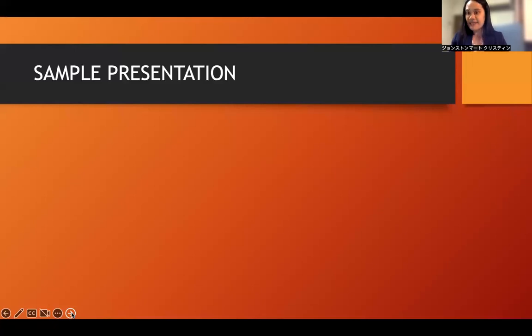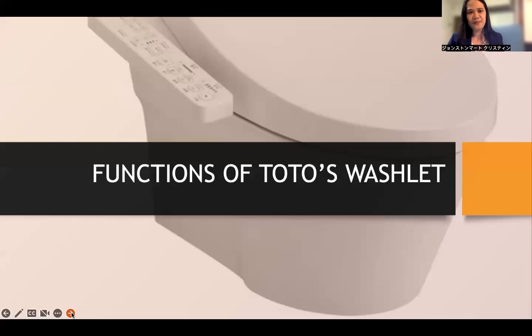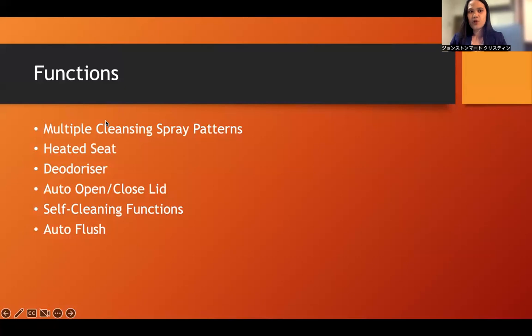Now let me give a sample presentation. All right? So again, my topic is Toto's washlet. However, that's too broad, Toto's washlet. I will focus only on functions of Toto's washlet. Okay, good morning, everyone. Today, I'm going to talk about functions of Toto's washlet. So, the primary functions of a Toto's washlet are as follows: multiple cleansing spray patterns, heated seat, deodorizer, auto open and close lid functions, self-cleaning functions, and auto flush.